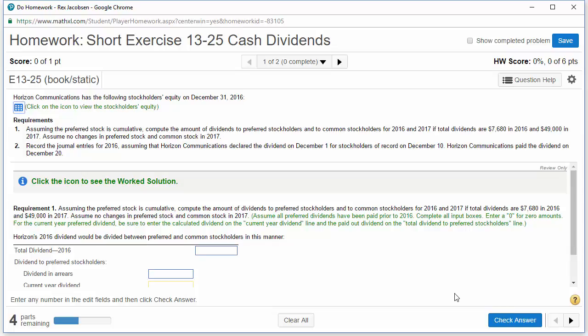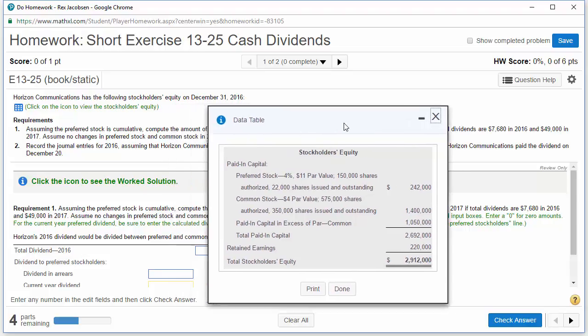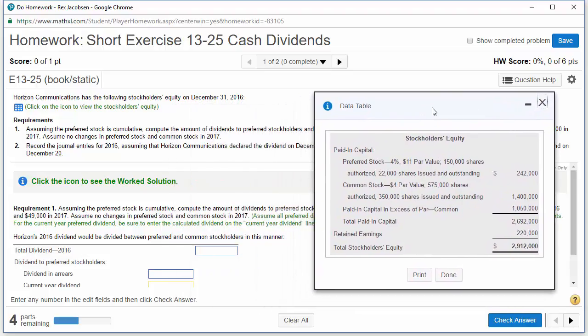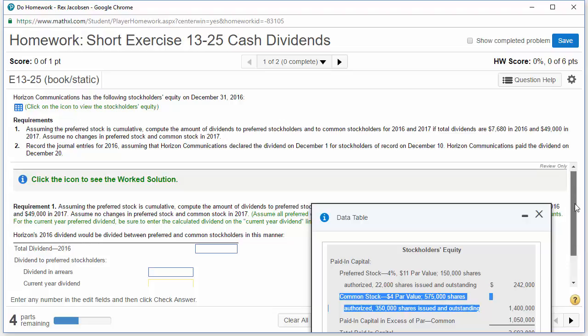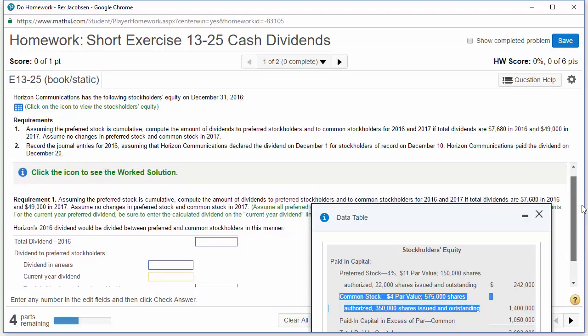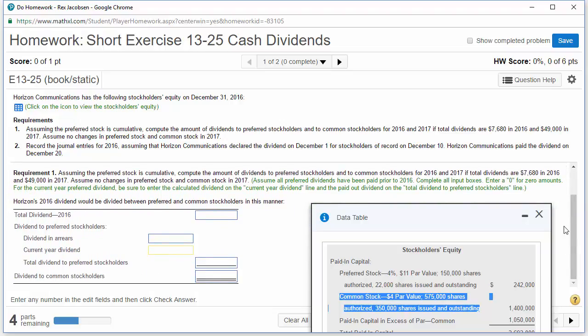Exercise 13-25, cash dividends. Horizon Communication has the following stockholders' equity at the end of the year. Notice they've got a preferred stock and they've got a common stock. Requirement 1, assuming the preferred stock is cumulative.